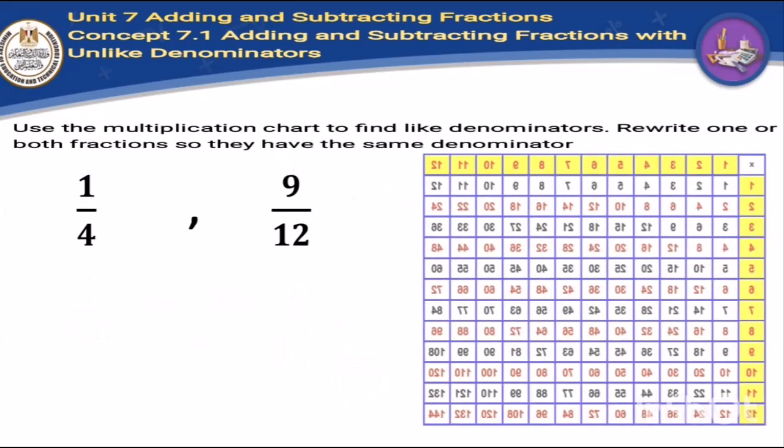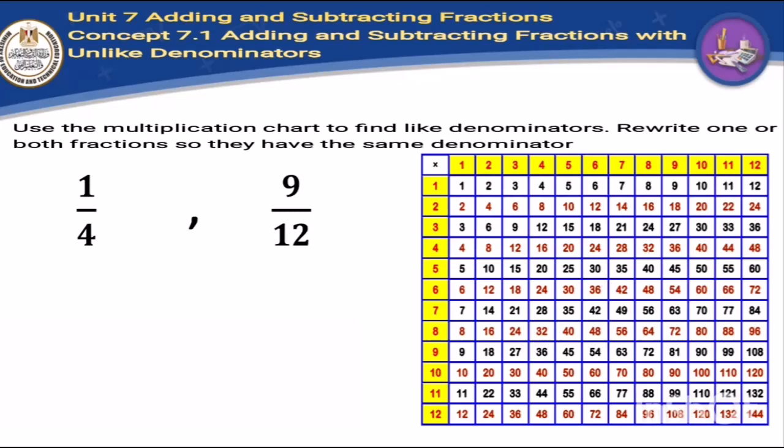Now let's see another question. We have two fractions, 1 over 4 and 9 over 12. What are the steps? First step, we should highlight the multiples of the two denominators. What are the multiples of 4 and multiples of 12? Multiples of 4: 4, 8, 12, and so on. Multiples of 12: 12, 24, 36. Which one will I choose? Excellent, fifth primary student. I will choose the lowest common multiple.